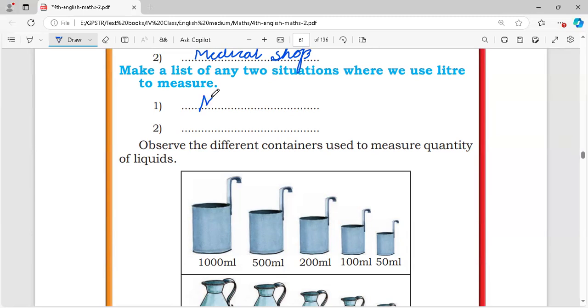Make a list of any two situations where we use liter to measure. Milk dairy. In milk dairy, we use liter. Provision shops. Any other shops, we use liter.